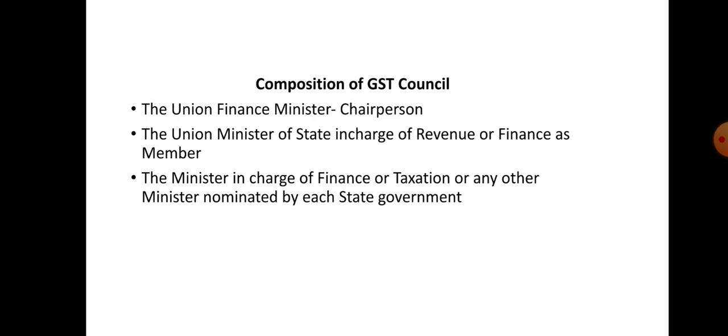The composition of the GST Council, being a federal form, has both the central and state governments of India on board, and consists of the following members. The first is the Union Finance Minister as the chairperson of the council, the Union Minister of State in charge of Revenue or Finance as a member, and the Minister in charge of Finance or Taxation or any other minister nominated by each state government. And the council also includes the Revenue Secretary, the Chairman of CBEC, that is the Central Board of Excise and Customs, as a non-voting permanent invitee, the Additional Secretary to the GST Council, and 4 commissioners in the GST Council. So this is about the composition of the GST Council.